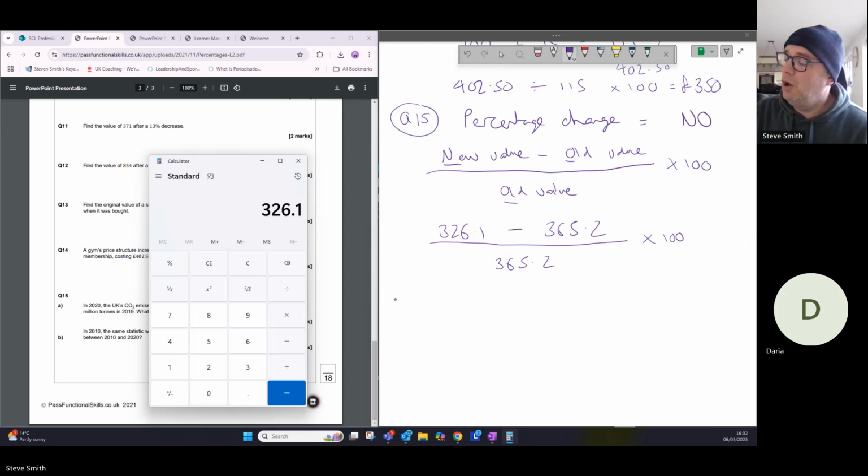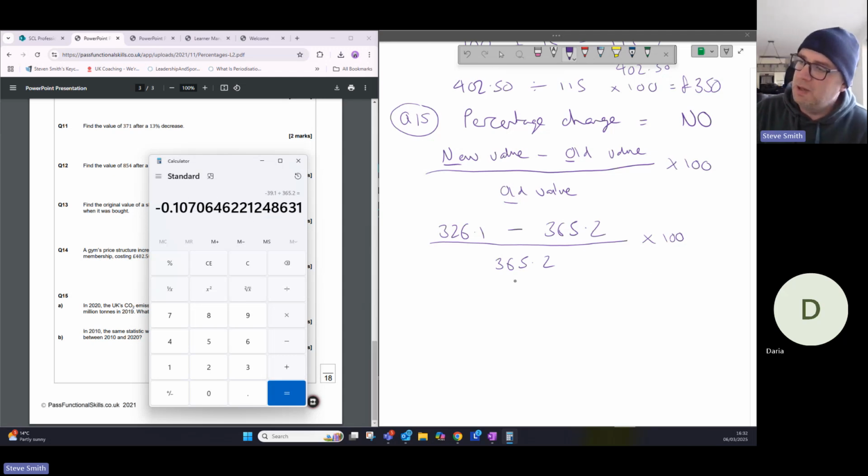326.1, the new value, what it's come down to, minus our old value, what it was last year. And again, that's just creating a story, equals that. So that's the top number. It doesn't matter, it's a minus. Divided by 365.2. And again, looking at that, you might think, what is that number? Don't worry, we times it by 100. Times it by 100. Now we've got a number that we can recognize that's not crazy long.